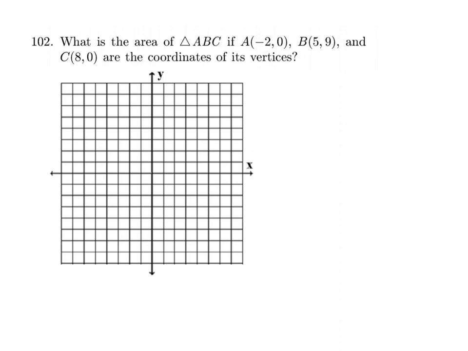All right, what is the area of this triangle with the given vertices? All right, let's plot the points. -2, 0. Then I have B, which is over 5, up 9. That actually goes off my grid here. Okay, it's not too far off though. Then I go to the right 8, 0. Okay, so here's my triangle.